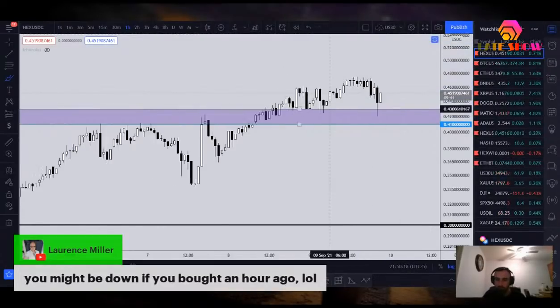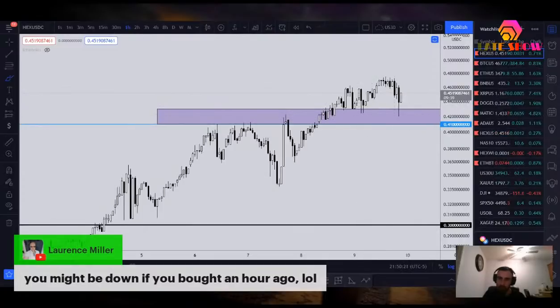We won't spend too much time down here. If Hex is going to respect this purple box, we're not going to spend much time down here at all. So yeah, just watch out for this range, 41 to 43 cents. That's a massive range to pay attention to.